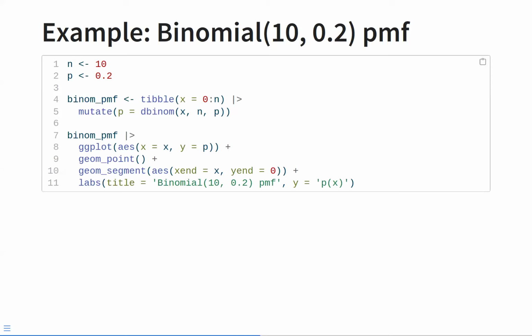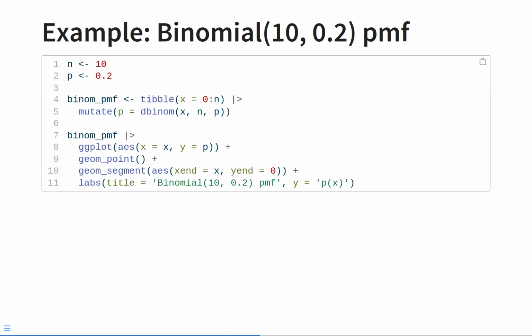Now here's an example with a discrete random variable. I've decided to choose the binomial random variable with n equals 10 and p equals 0.2. I'm going to be using a very similar template to what I used for the normal distribution. In lines 4 and 5, I'm setting up a tibble. The main difference is that here I'm setting up a tibble with the discrete integer values from 0 to n, because those are the only points where the binomial distribution actually has positive probability. Those are the support points of this distribution.